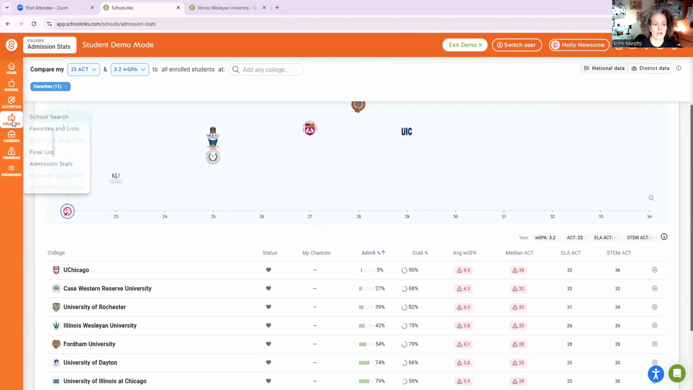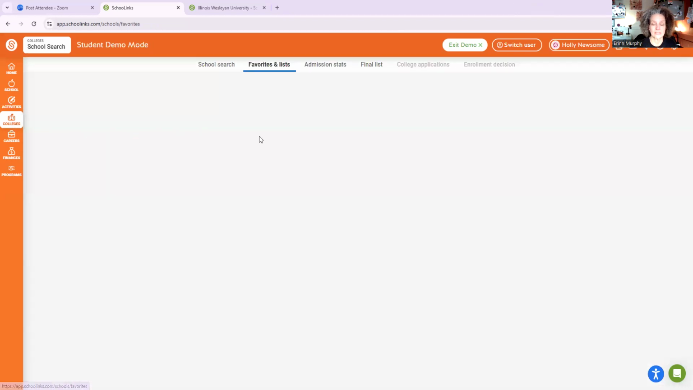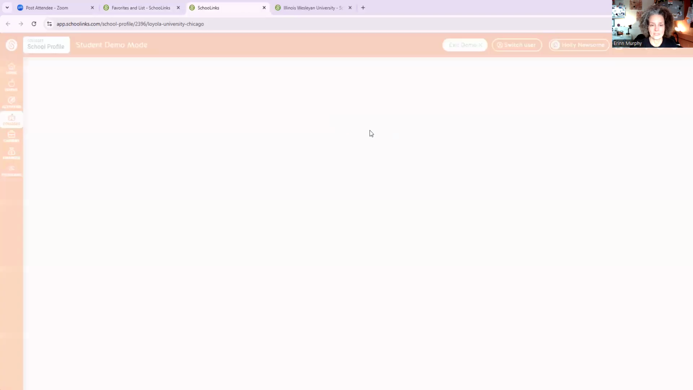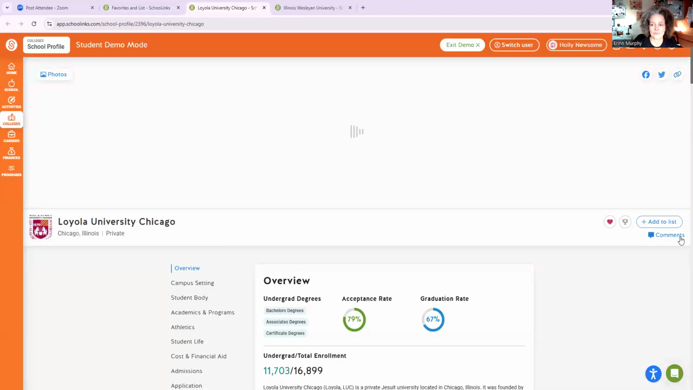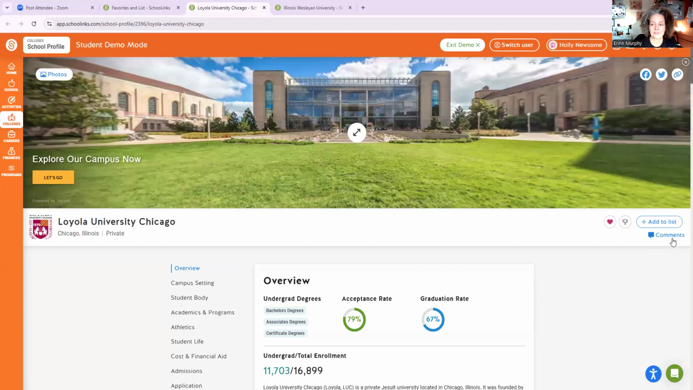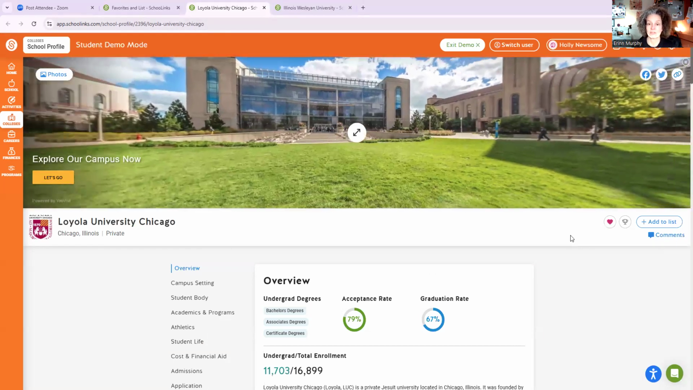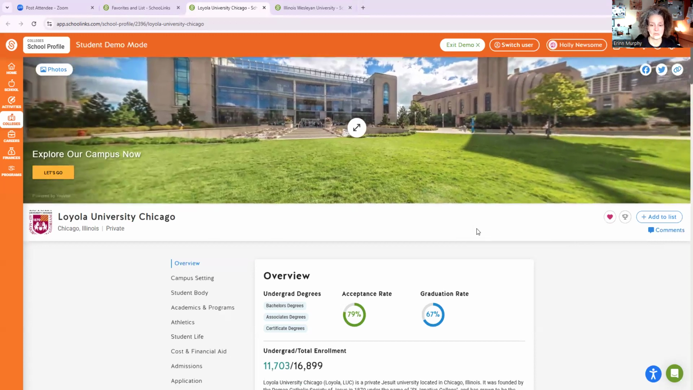So we just reviewed colleges, favorites and lists, where you're able to click on any school that will take you to a specific page. And then you can look at that admissions data. From each of these schools, I'm going to click on Loyola, so we have one more example here. Remember, comments is where those visit notes would be. If I have visited a campus or they've come here to talk with students, we take notes.